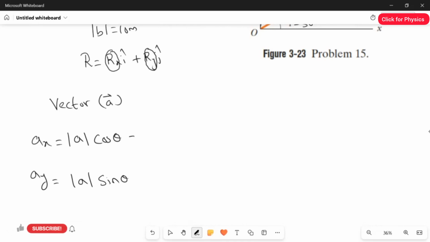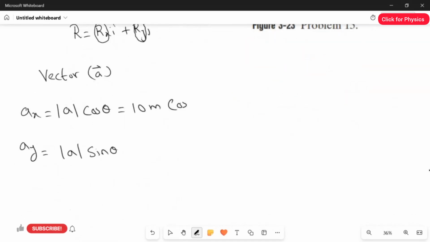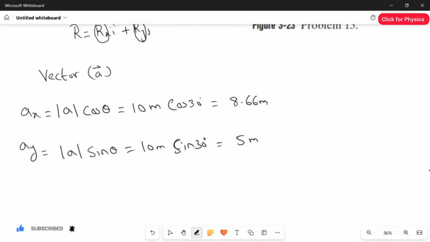Now we already have the magnitude of the A vector, clearly mentioned in the question, which is 10 meter. And then cosine of, you can see in the diagram, the vector A with respect to the x-axis is clearly 30 degree. So we have to use the angle as 30 degree. Let's see what the answer is. Here I got the answer as 8.66 meter. And for the y component, 10 meter is our magnitude, times sine of 30 degree, I got the answer as 5 meter.